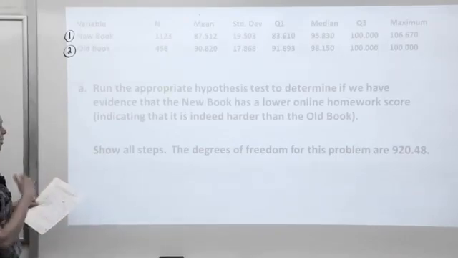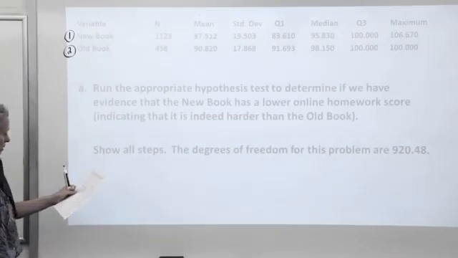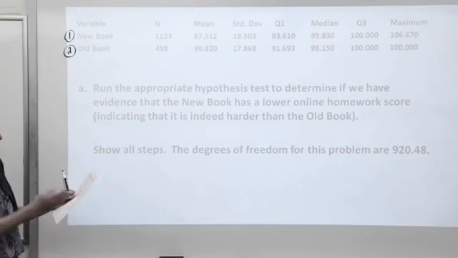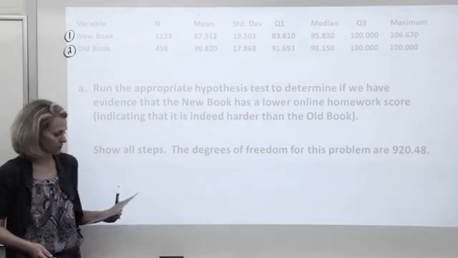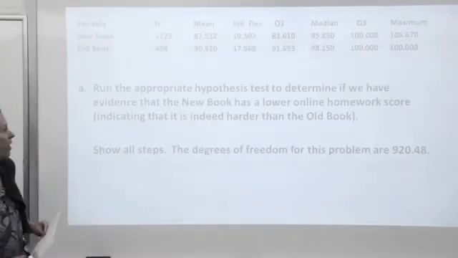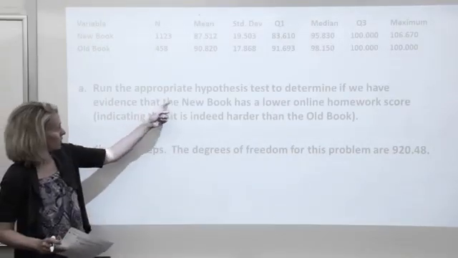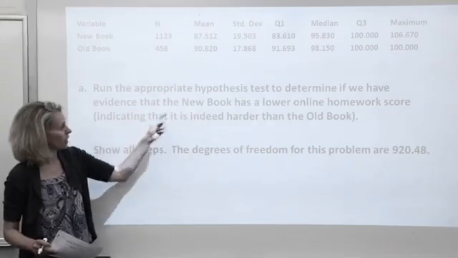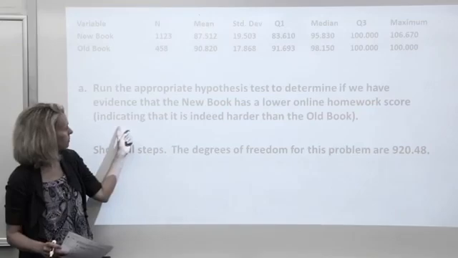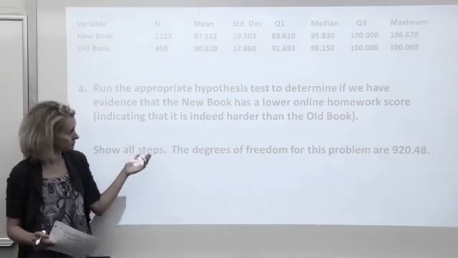Okay, so here's what you have. We're going to go ahead and run the hypothesis test. And then when we're finished with the hypothesis test, we'll back up the results of that with a confidence interval. So for our hypothesis test, let's first make sure we're doing the right kind of problem. We want to run a hypothesis test. We want to see if the new book has a lower online homework score than that old book.